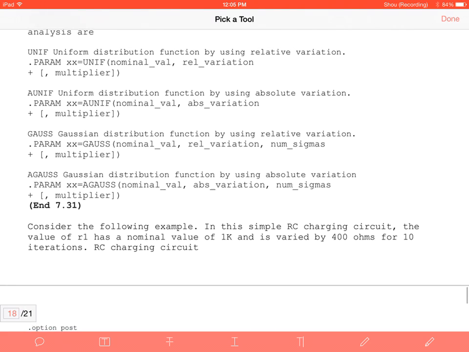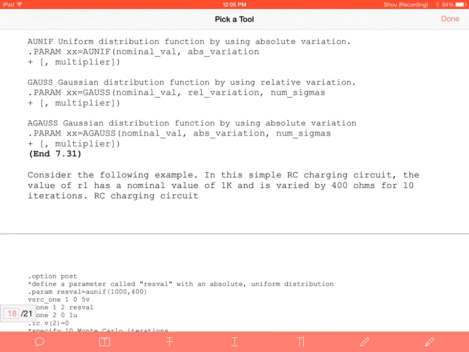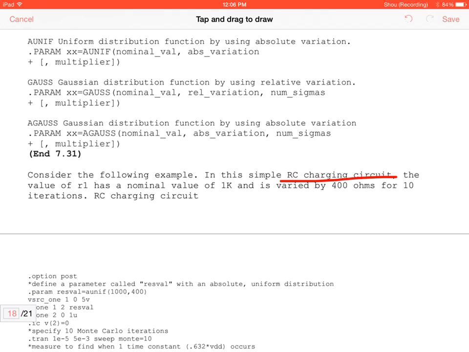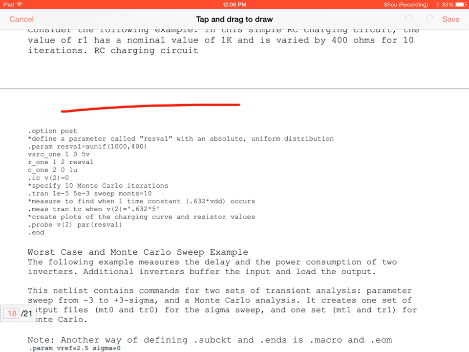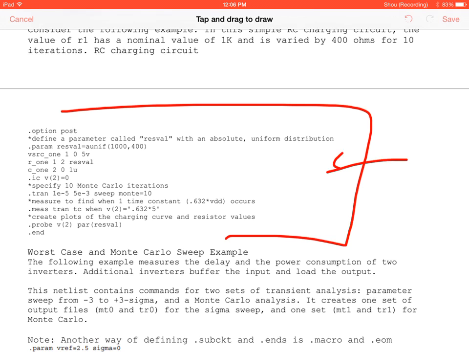Okay, so the last thing I want to do here is consider the following example in the simple RC charging circuit. The value R1 is a nominal value of 1K and is varied by 400 ohms. So remember, we have our RC delay model. You can actually use this to measure difference in variance if you actually had a difference in widths of PMOS transistors for 10 iterations. And so here's our circuit where I just put everything together at the end. This is actually the code from the HSpice document that I'm going to send you guys later.